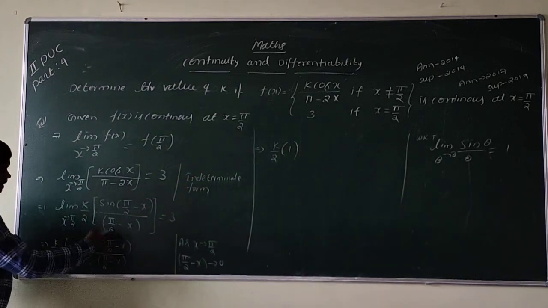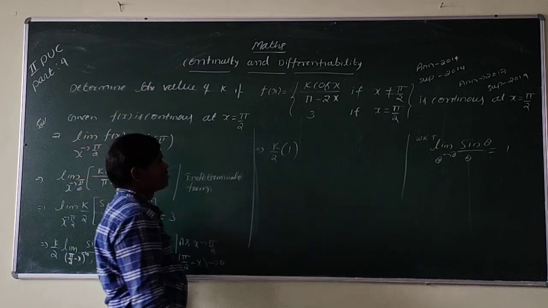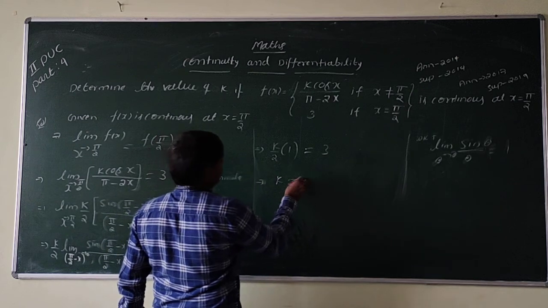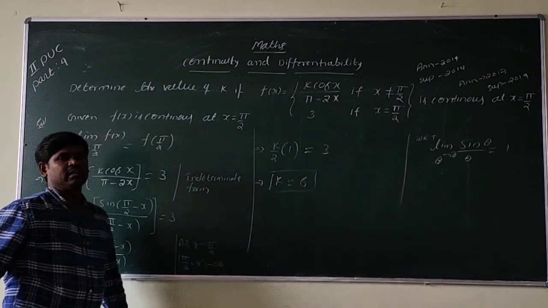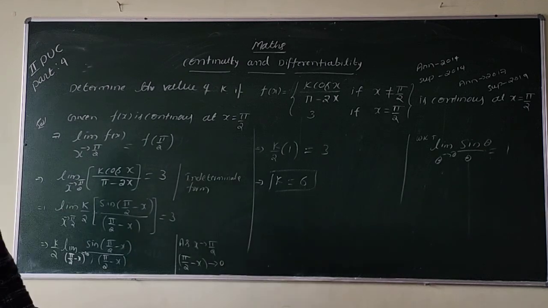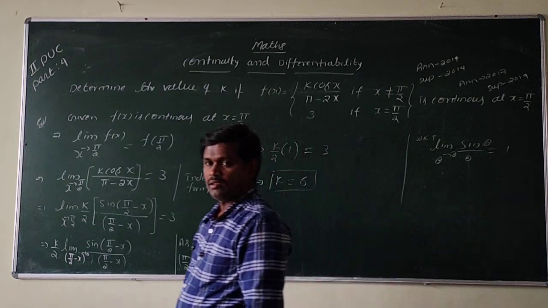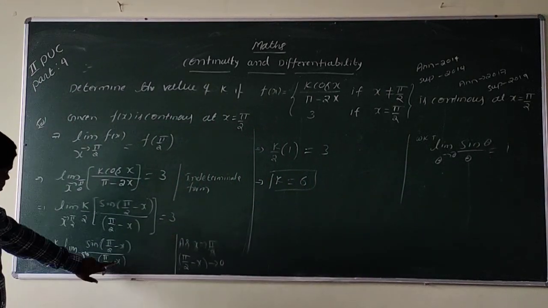So the value of this one is completely 1, because it is a standard formula. So that is equal to 3. Again this implies k is equal to 6. So this is the required value of k. Is it clear? Write down. Is it clear? So here we are applying the formula.